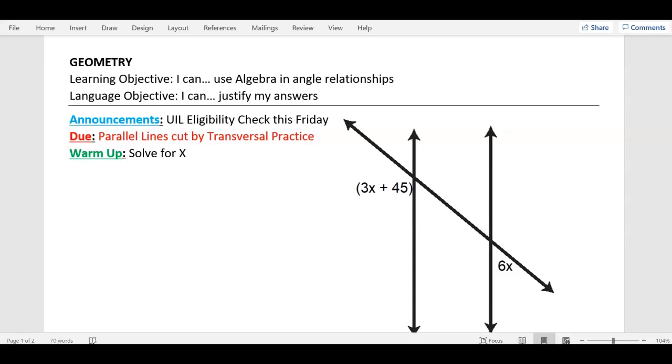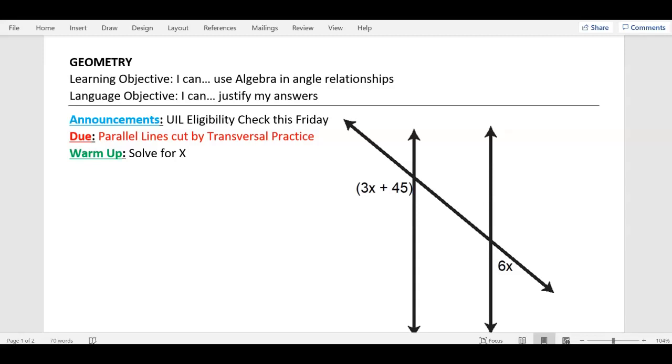Okay, Friday is the UIL eligibility check, for those who need to be passing for something. All right, and then what's due is the parallel lines cut by transversal practice that we've been working on.